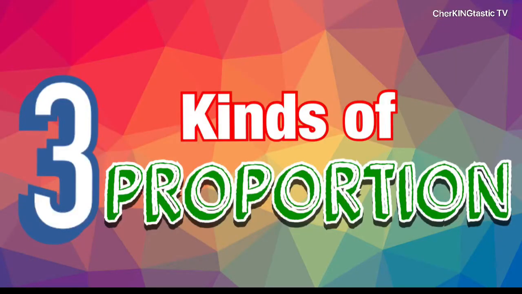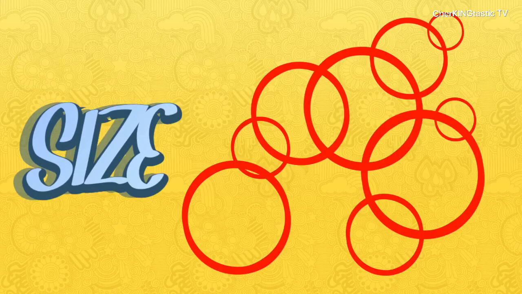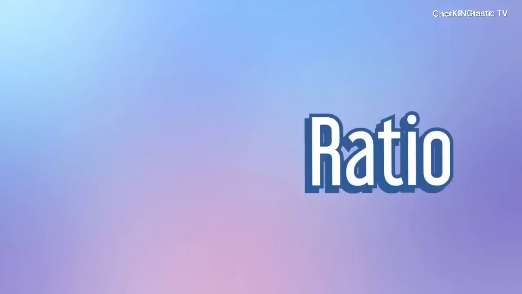To discuss further, there are three kinds of proportion. The first kind of proportion is what we call size. These are elements of different sizes in relationships with each other. In this example, you see the different sizes of circles, but they have the same transparent color to see the background yellow. The second one is what we call ratio.